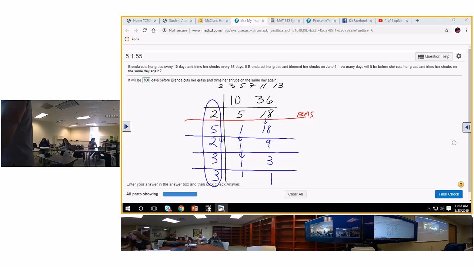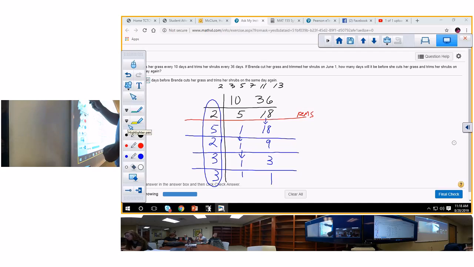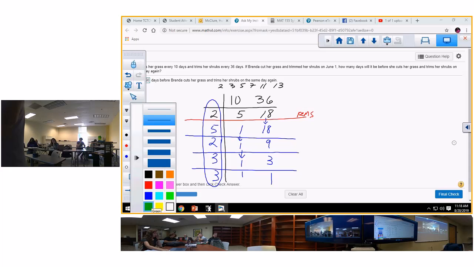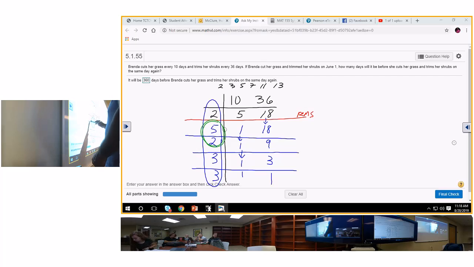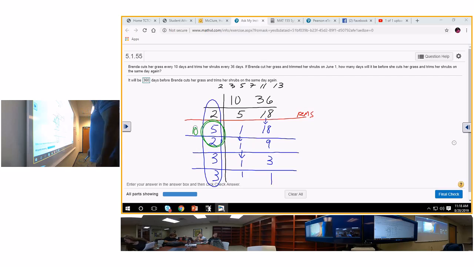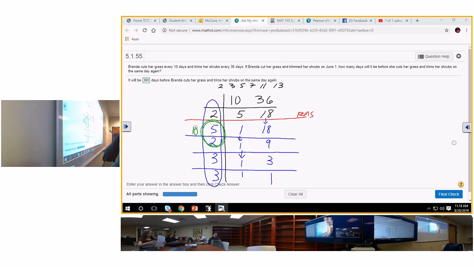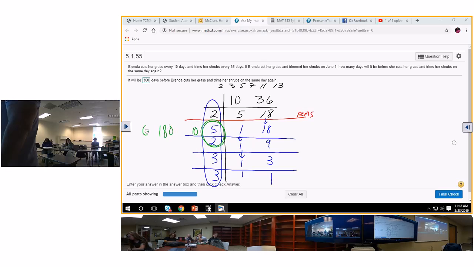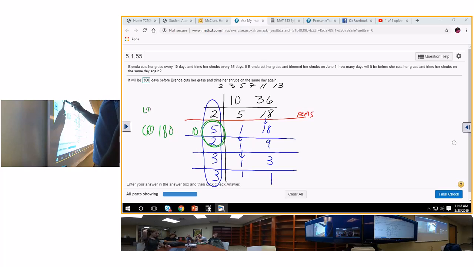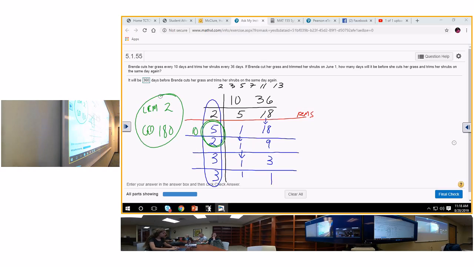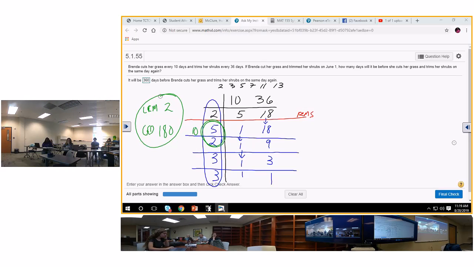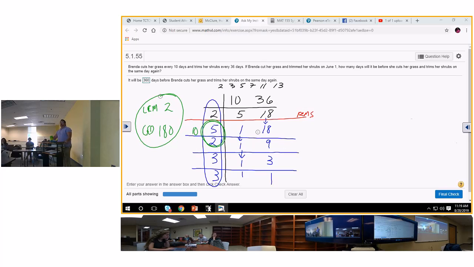So here's your 10. I'm going to color that green. Here's your 10. And then what's 2 times 9? 18. And what's 18 times 10? So 180 is your greatest common divisor. And your least common multiple is what? 2. So one of those answers is the answer, depending on how they word the question. And I'd probably be guessing 180, but I'll check it and see.